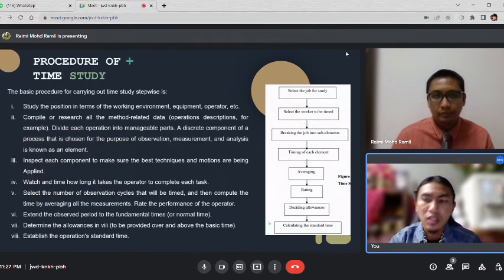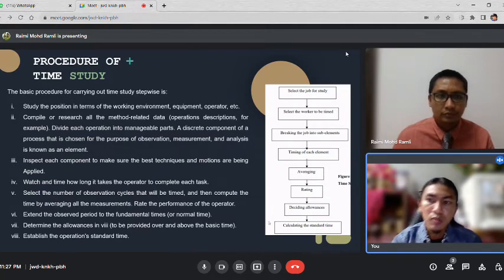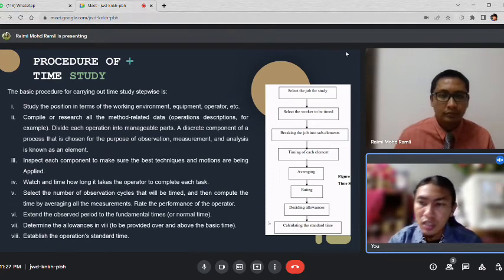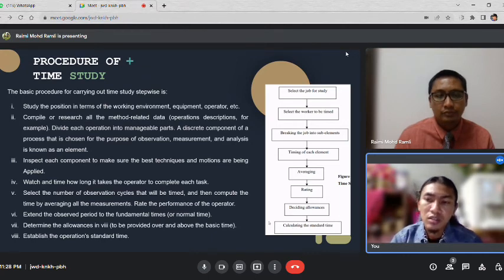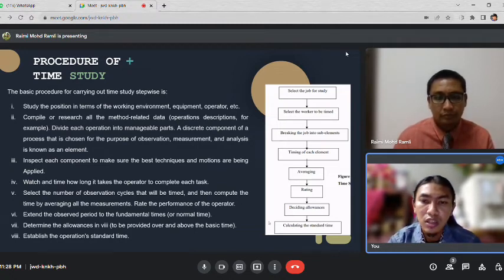procedure of time study. The basic procedure for carrying out a time study stepwise is: number one, study the position in terms of the working environment, equipment, and operator. Then number two, compile or research all the method-related data and operation description. For example, divide the operation into manageable parts. A portion of a process that is chosen for the purpose of observation, measurement and analysis is known as an element. Number three, inspect each component to make sure the best techniques and motions are being applied.